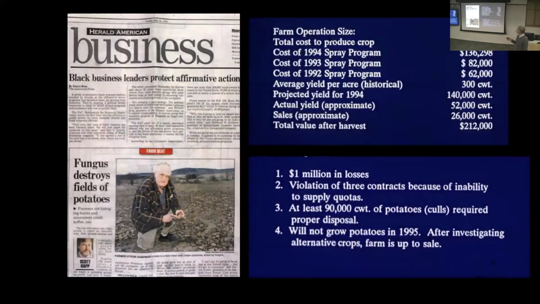And he sent me these data indicating the magnitude of the loss that he experienced. You'll notice he says he had $1 million in losses. He will not grow potatoes in 1995. His crops were destroyed in 1994. Not only did he not grow potatoes in 1995, but he declared bankruptcy. And he actually died a couple years after this photo was taken.